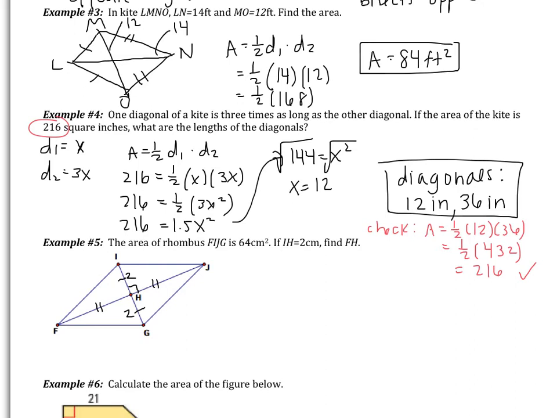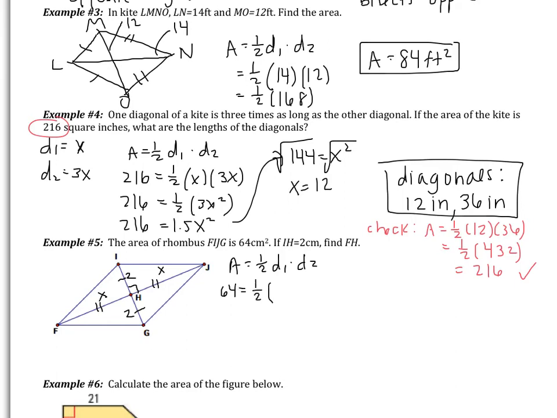We are asked to find FH, so I'm going to mark that X. Well, if FH is X, then HJ is also X. Now this looks like I'm getting somewhere. The area of a rhombus, like a kite, is 1/2 diagonal 1 multiplied by diagonal 2. Now my area is 64.